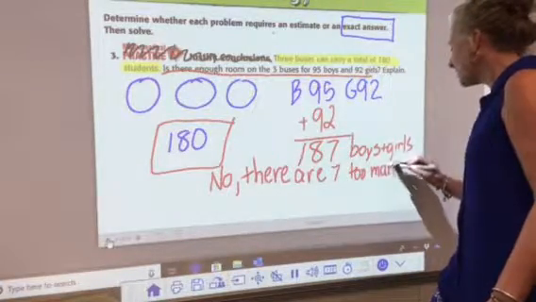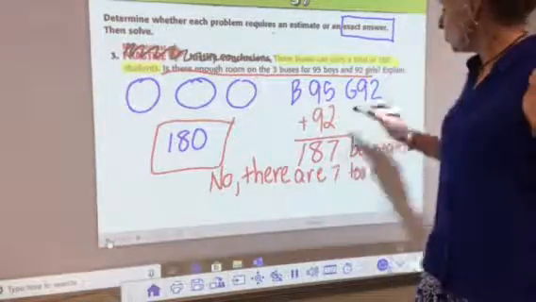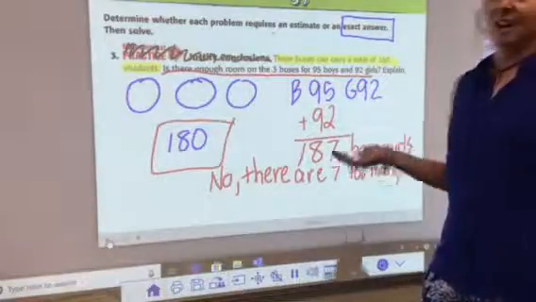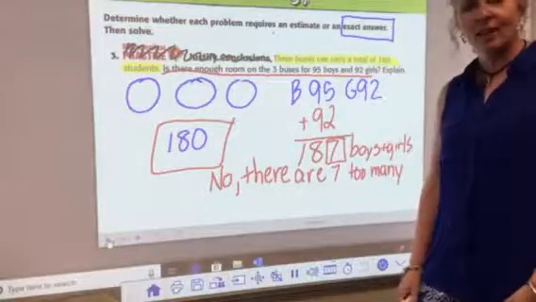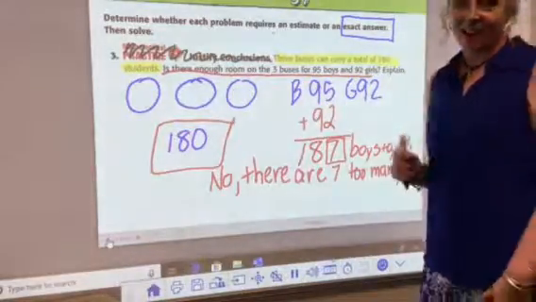Now, would an estimate work for this? No. Would you want to be like, oh, we thought it would work? You know, we kind of were like, it's about right. No, these 7 kids would be so sad if they didn't have a seat. This is a time we definitely need an exact answer.